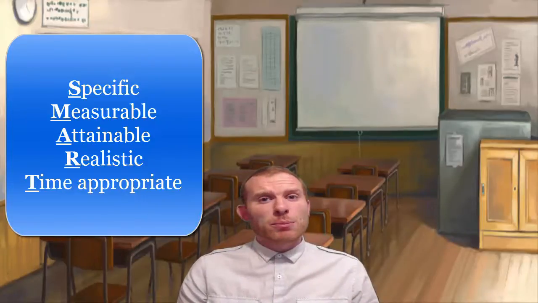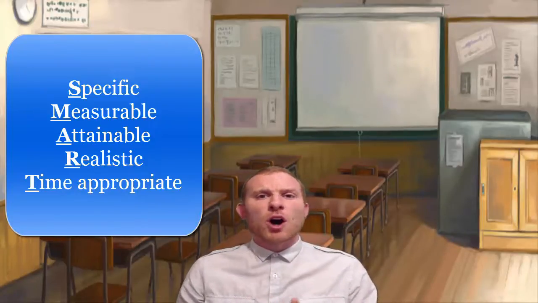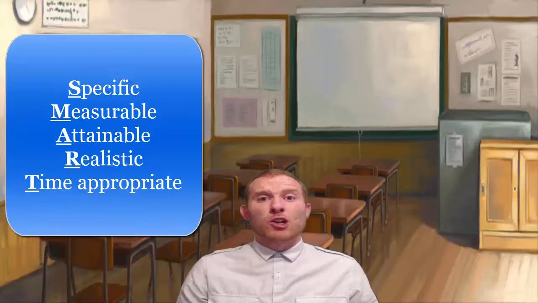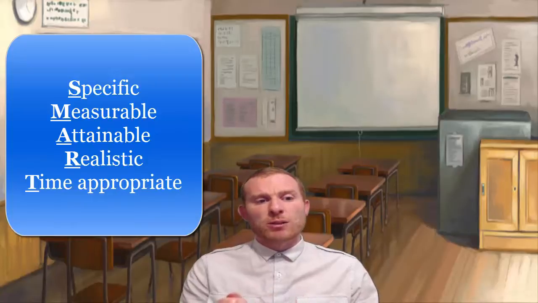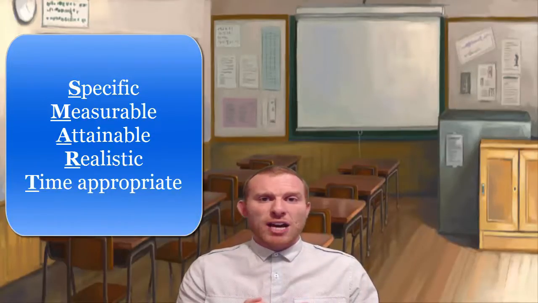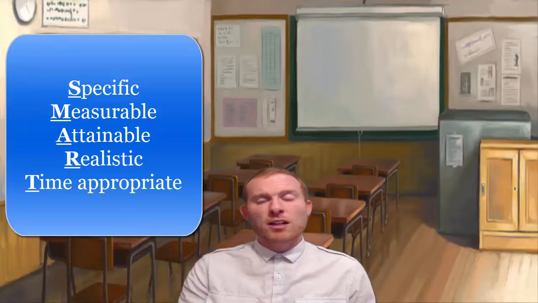It needs to be attainable, so in other words, it can't be too hard, it can't be too easy. It needs to be realistic, and what we're talking about there is particularly the students you're teaching in your class. You know your class better than anybody, so make sure that the lesson objective is realistic for them as a body of students. And finally, time appropriate. Is this objective going to apply to one lesson or a series of lessons, and so on?